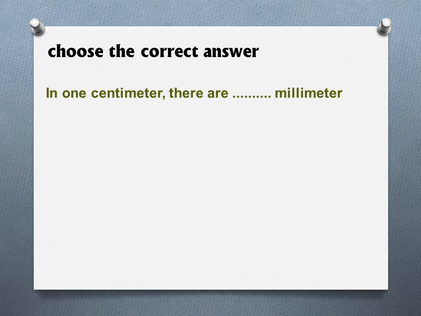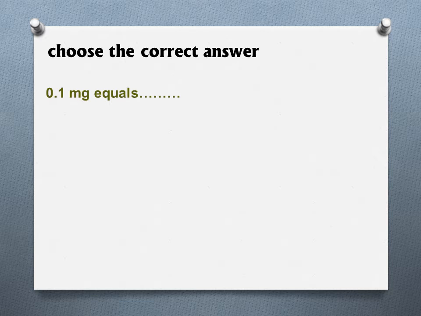In 1 centimeter there are how many millimeters: 1, 10, 100, or 1000? In 1 centimeter there are 10 millimeters. 0.1 milligram equal.